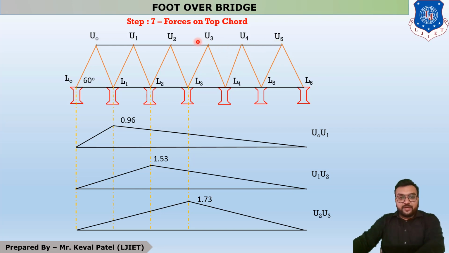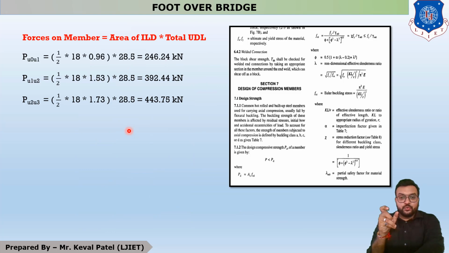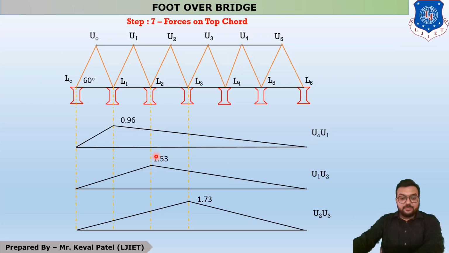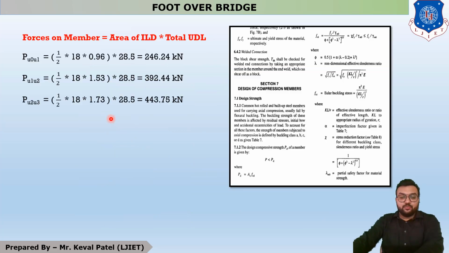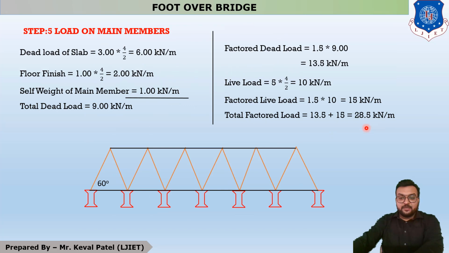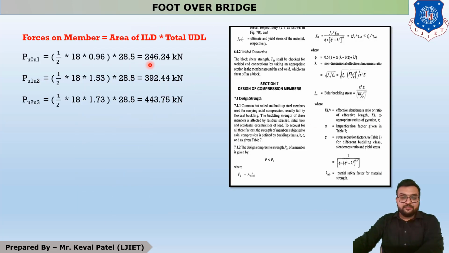Okay, so we have to find our influence line diagram up to the U2 U3 point, and our influence line diagram's values are 1.73, 1.53 and 0.96. Now we have to find out the forces. So the equation remains the same: force is equal to the area of the influence line diagram into UDL. For the first member it is 1 half, base is 18 and altitude is 0.96, so 1 half base altitude into UDL. UDL is our 28.5. After putting all these values, our answer will be 246.24 kilonewton. Similarly, for the second member it is 392.44, and for the third member it is 443.75.